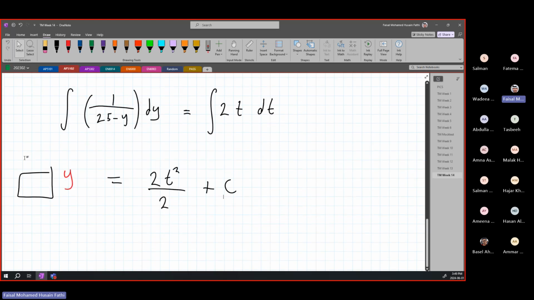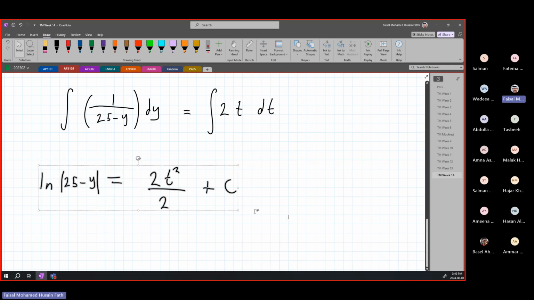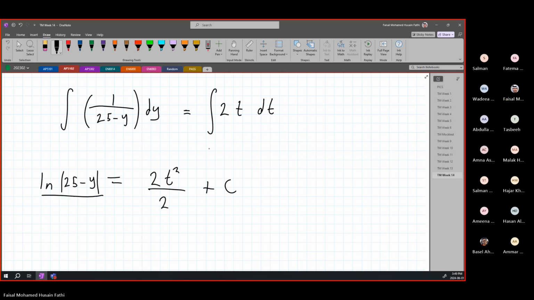All right, this will actually be the ln of y. All right, this is going to be the ln of 25 minus y divided by a constant. Okay, but again, I don't want to go into details of how I got this, but it's simply the ln of the bottom. All right, and then there's going to be a constant as well over here.